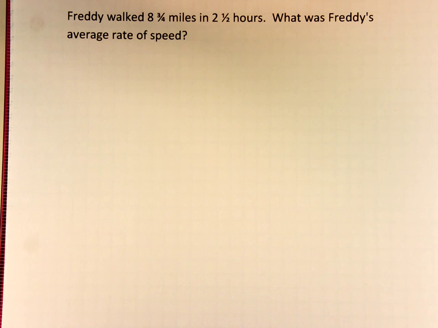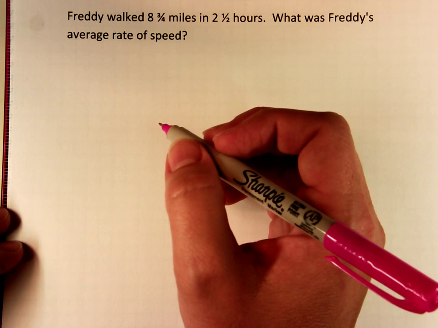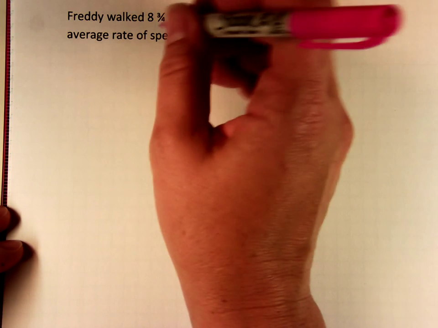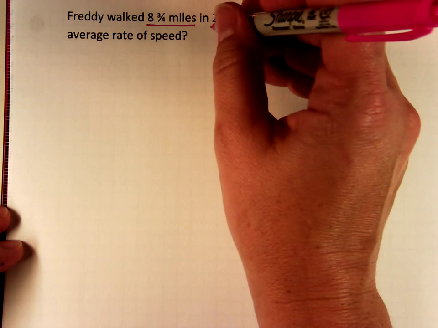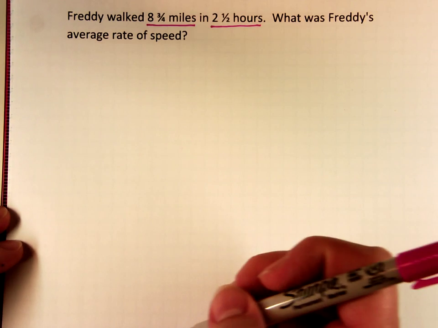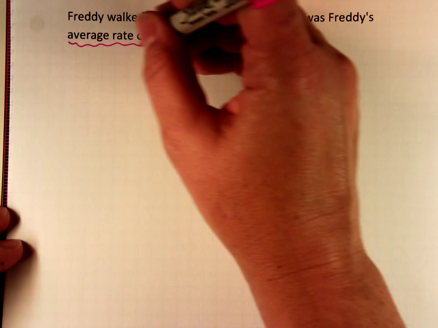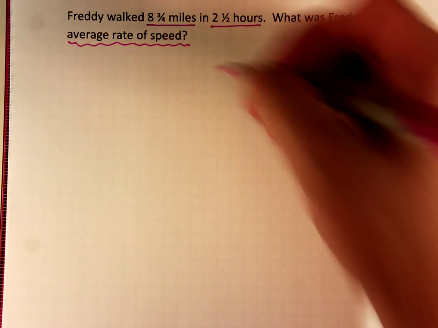Freddie walked 8 3/4 miles in 2.5 hours. What was Freddie's average rate of speed? Now this time as I read it, I will underline any important numbers or units. Freddie walked 8 3/4 miles, that's important, in 2.5 hours. What was Freddie's average rate of speed? Average rate of speed just sounds important to me, so I'm just going to give it a squiggle line like that.